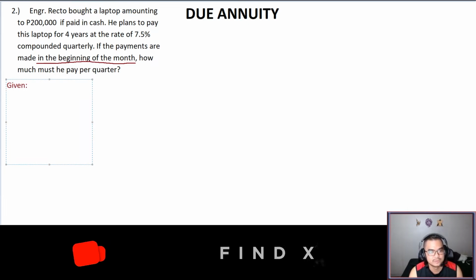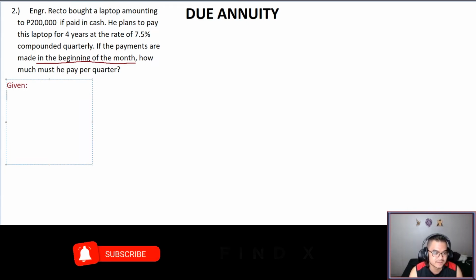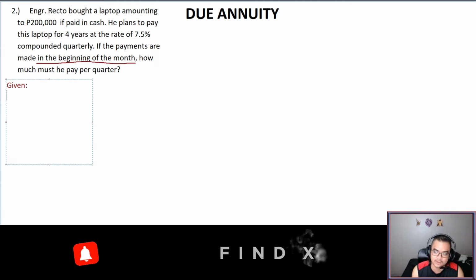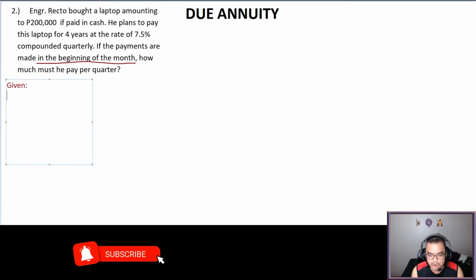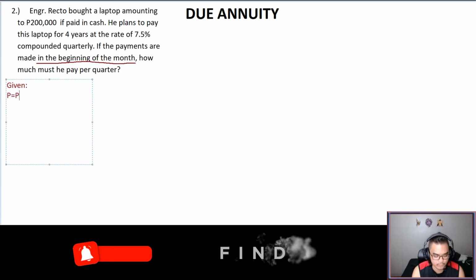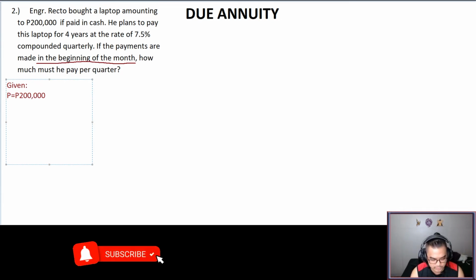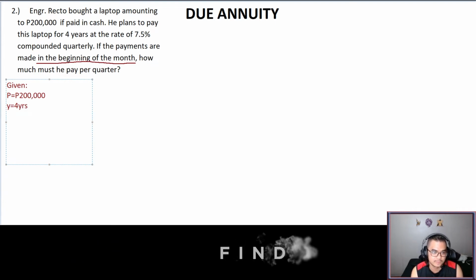So Engineer Recto bought a laptop amounting to 200,000 if paid in cash. So that's the total amount of the laptop if it is paid in cash, or if it is paid today. So that will be your present worth. Next, he plans to pay this laptop for 4 years. So we have y equal to 4 years at the rate of 7.5.